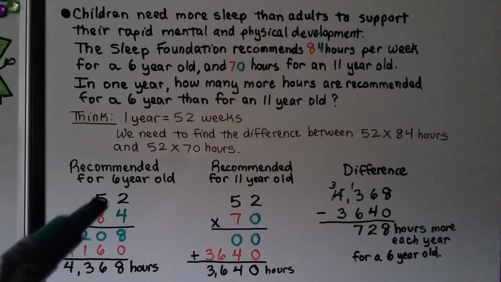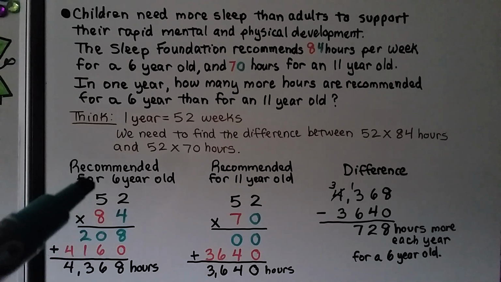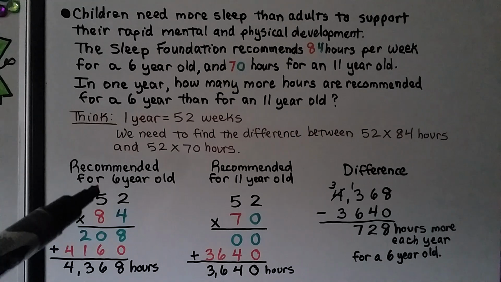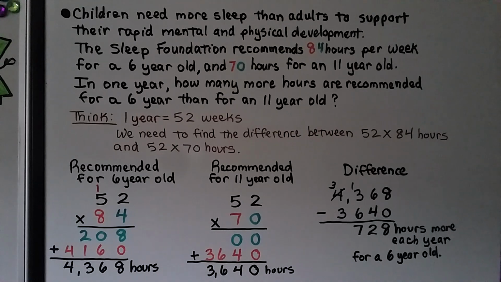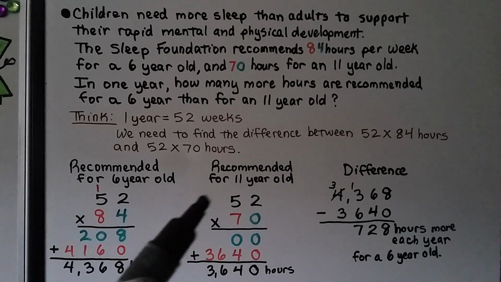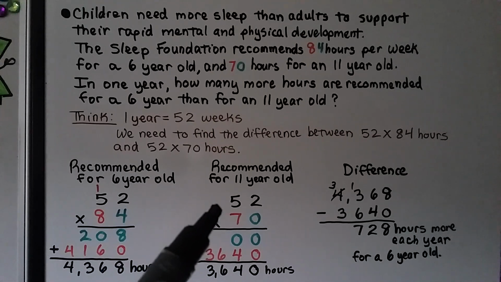We have 8 times 2, which is 16. We regroup the 1 and put the 6 down. We multiply 8 times 5, which is 40, plus 1 more is 41. We add our partial products. So the recommended hours for a 6-year-old in a year is 4,368 hours. And the recommended for an 11-year-old, we have 52 weeks times 70 hours each week.